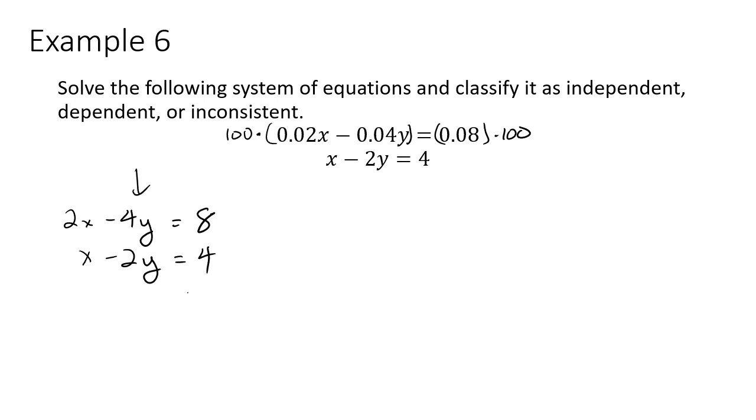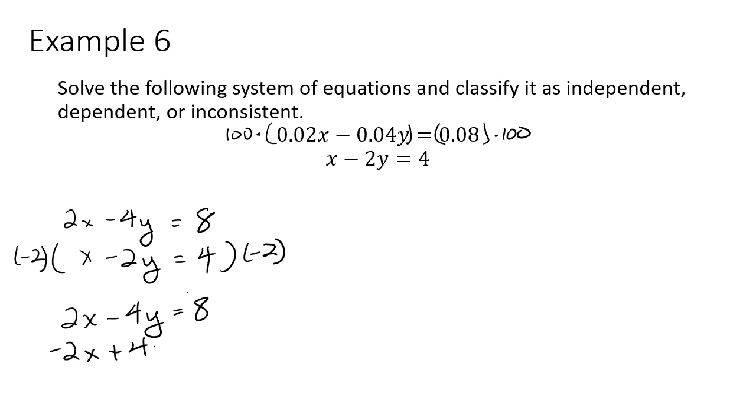So my goal is to get the y's to have the same coefficient but opposite signs so that they cancel out. So if that top y is a negative 4, I'm going to need this bottom y to be a positive 4. So I'm going to multiply the bottom equation by negative 2 to change the sign. That's going to give me, top equation I'm just going to rewrite, 2x minus 4y is equal to 8. And then I'm going to have a negative 2x plus 4y is equal to negative 8.